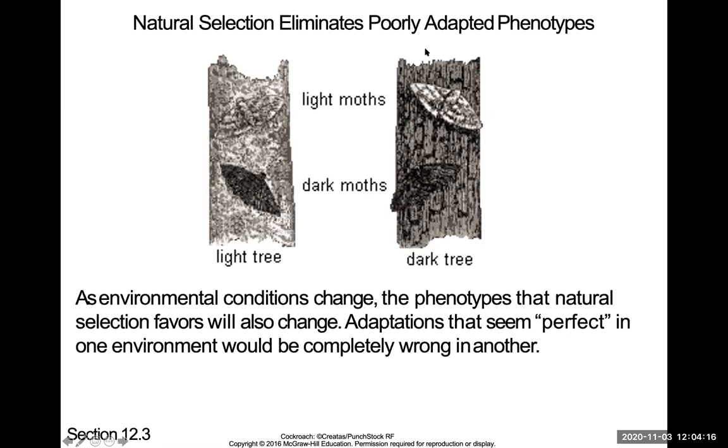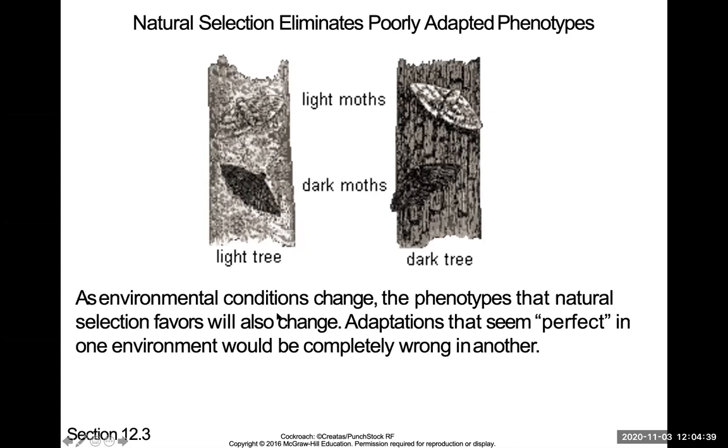But then the Industrial Revolution happened. And during that, people were burning a lot of wood, a lot of coal, and the smoke, the soot, caused the trees to kind of turn dark. And in this case, now, which one is better adapted? Which one is easily detectable now? The light moth is easily detectable on the dark tree. On the dark tree, right?